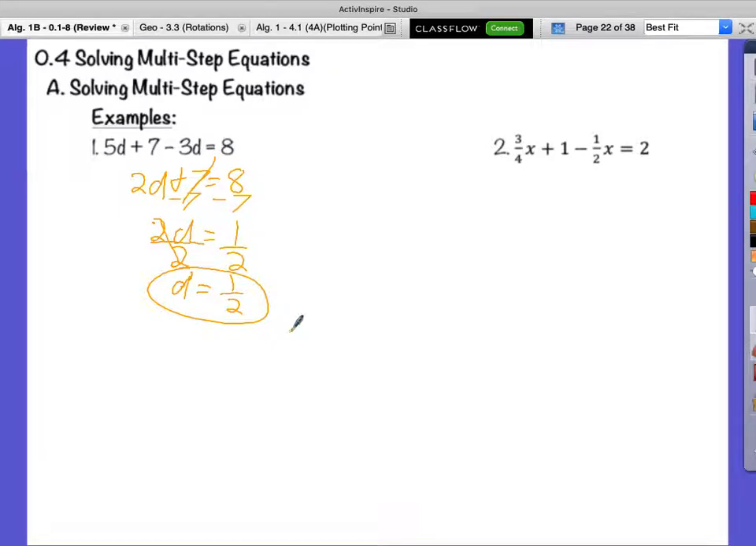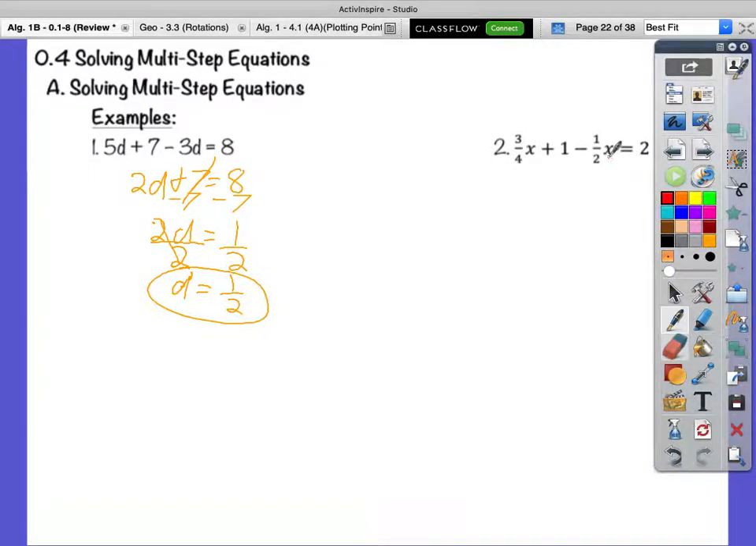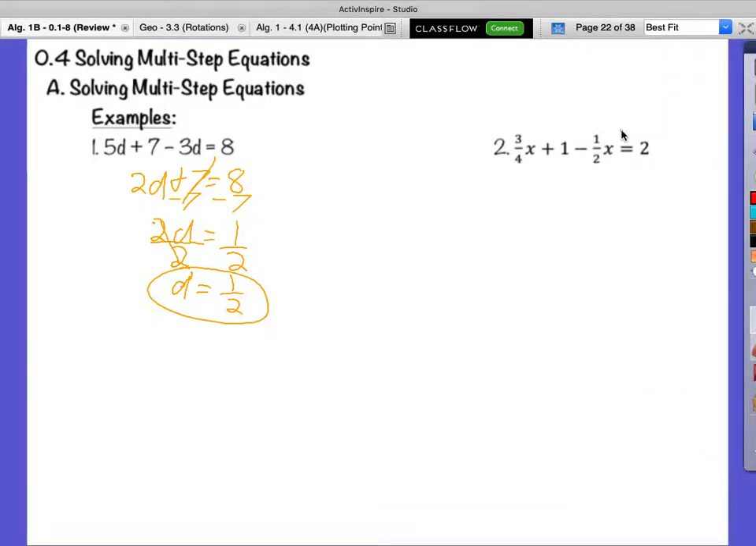Look at number 2, guys, here. 3/4 x plus 1 minus 1 half x equals 2. Can't you just make it... No, because it's 3/4 minus a half. We don't know if that makes a whole. Do we have like terms to combine? The fractions, right? They're both x's, aren't they? Okay. So we can combine our fractions here.